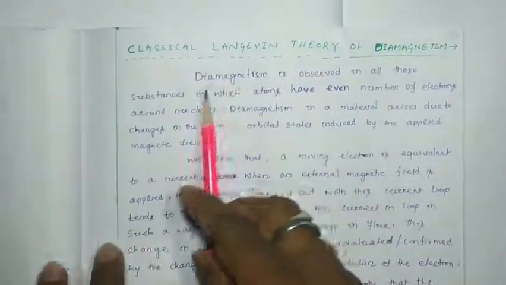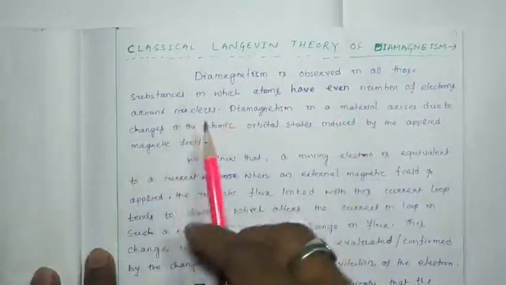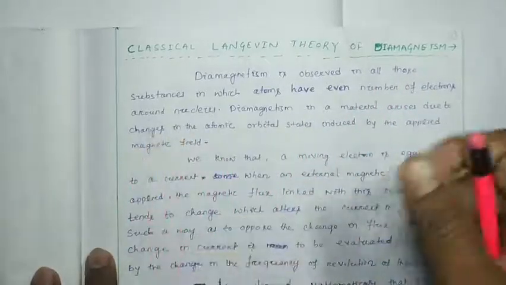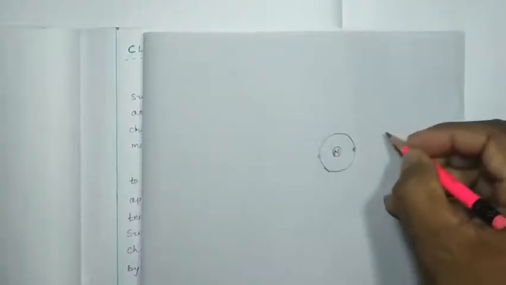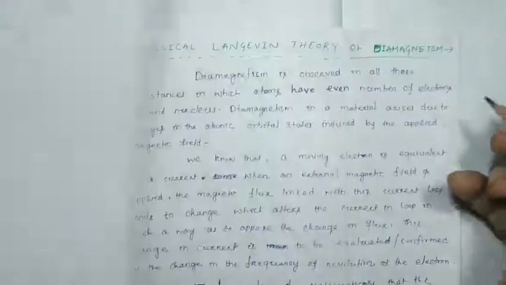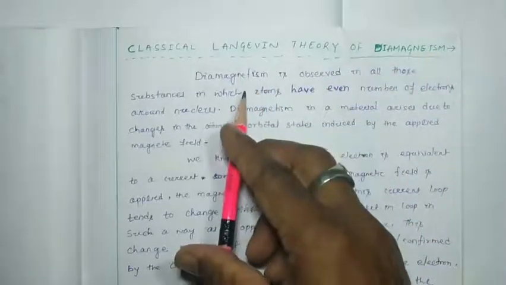Actually, diamagnetism is observed in all those substances in which atoms have an even number of electrons around the nucleus. Suppose we have an atom and its nucleus is here. Around the nucleus an even number of electrons is present, either 2 electrons or 4 electrons, like that. So in those types of material we can find diamagnetism.